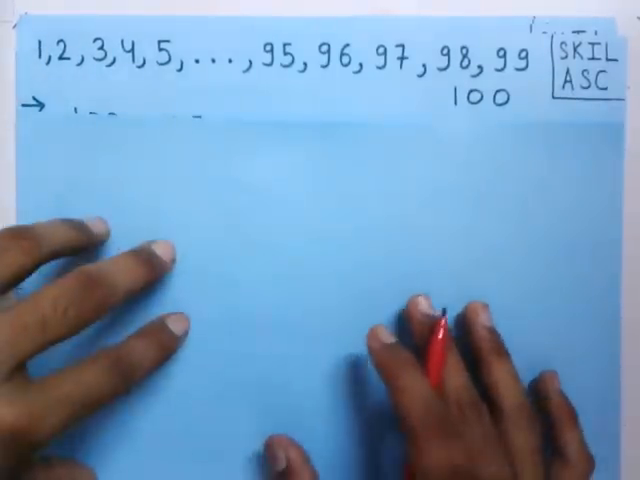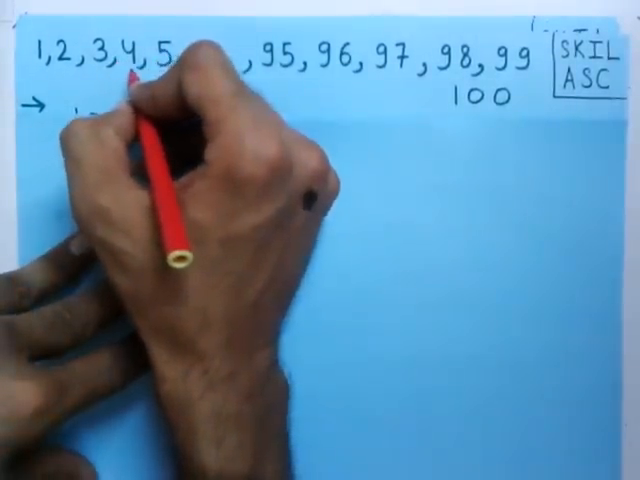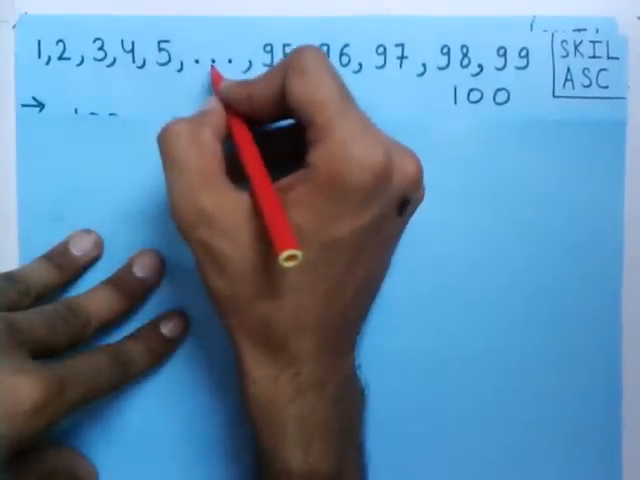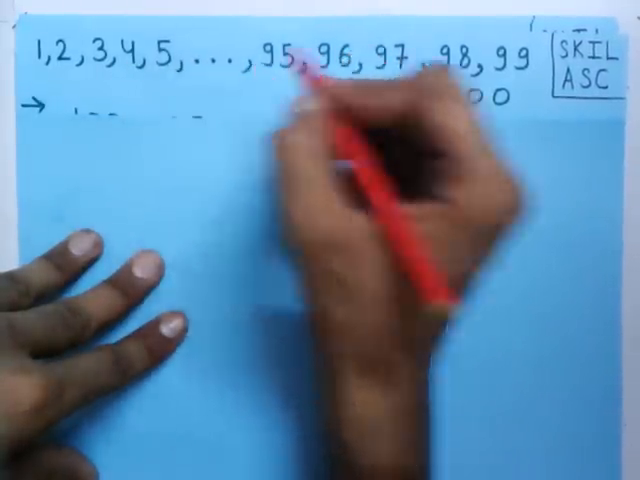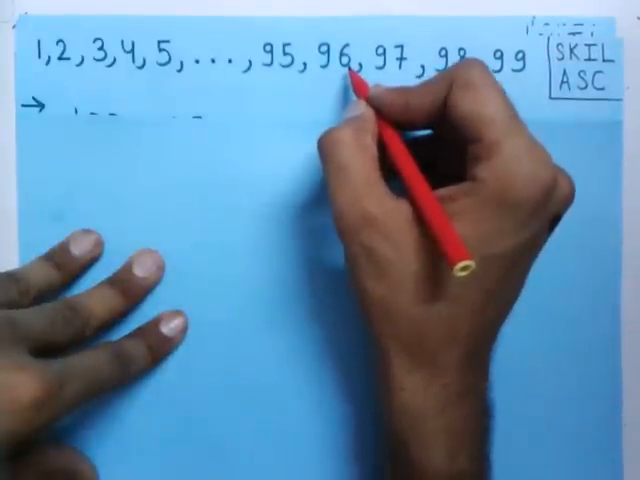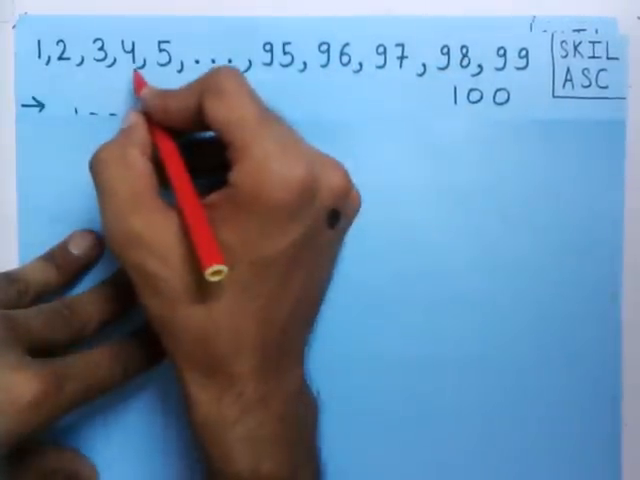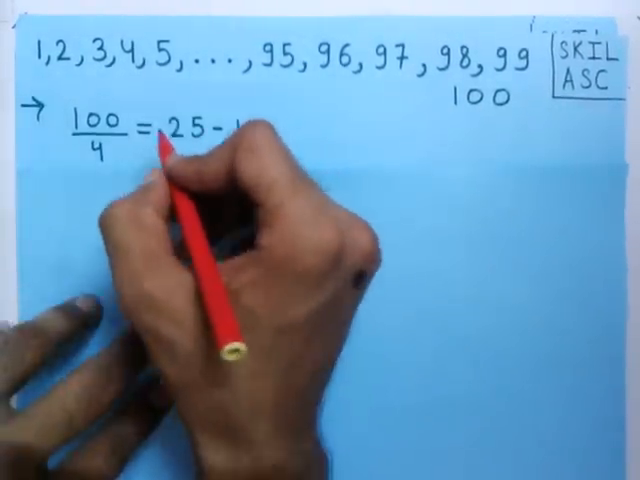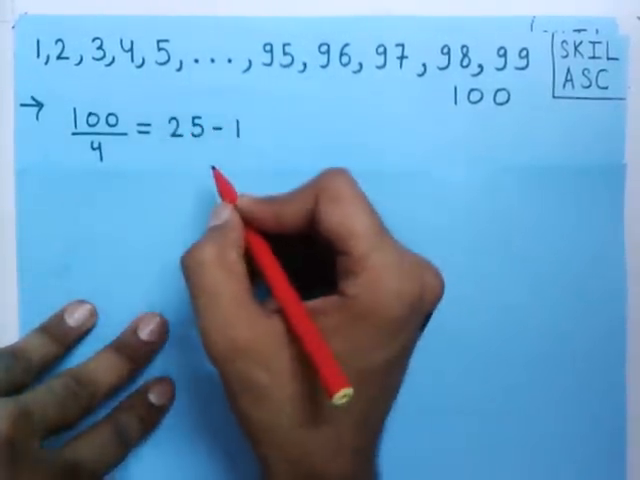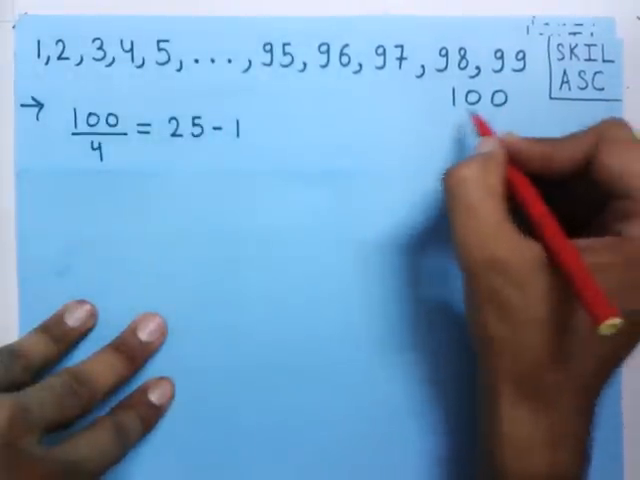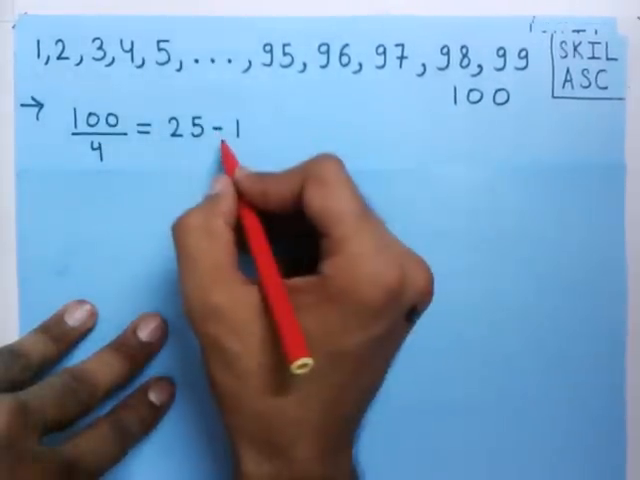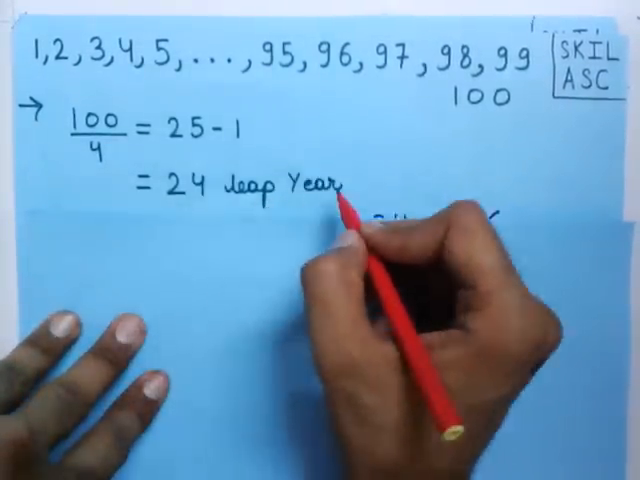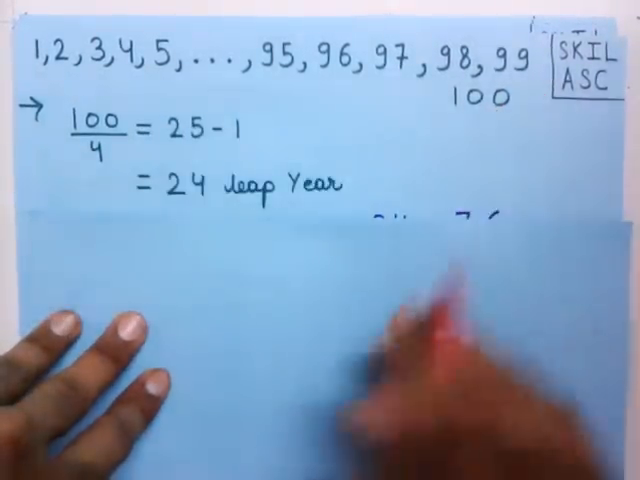So you must notice that at every fourth step you will find a leap year. At 4, this is a leap year. 8, this will be a leap year. 12 will be a leap year, and so on. And then 96 will be a leap year. So we can say that at every fourth step we will find a leap year. So we divide this 100 by 4 and we will find quotient as 25. But you must notice here that 100 is not a leap year. So we minus 1 from 25 and we will get 24. So there are 24 leap years in these 100 years.